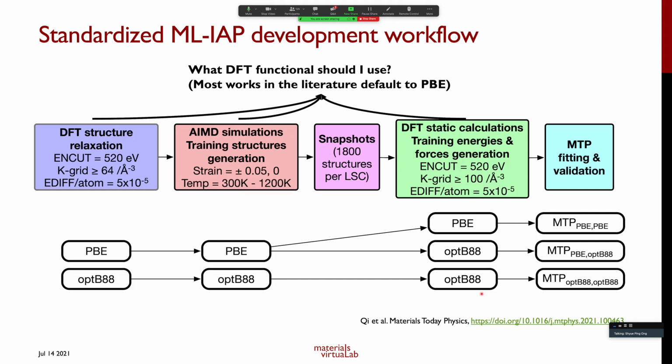And in doing so, we actually generated a suite of 3 different MTPs for each superionic conductor. PBE just means that I use PBE for both the training structure generation as well as the energy calculation, while PBE OPT-B88 means that I'm using PBE for the training structure generation and OPT-B88 for the energy and force evaluations, right?